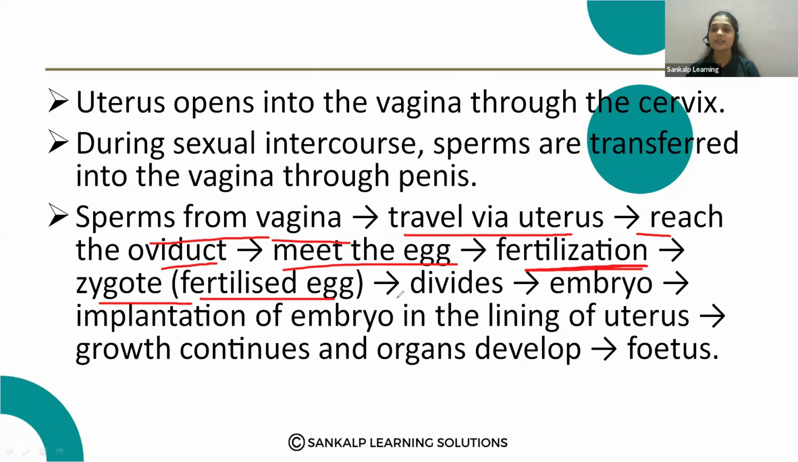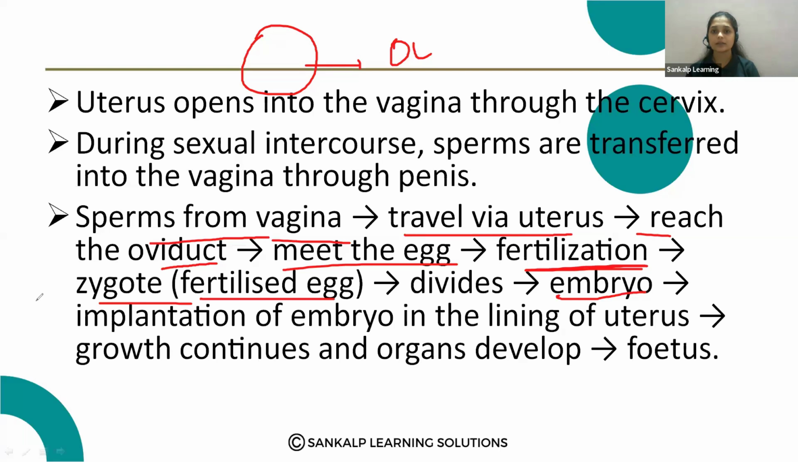That zygote starts to divide by mitotic division, and after dividing the cells, it will form the embryo. This embryo will reach the uterus for the implantation. The embryo that reaches the uterus then develops into a fetus.